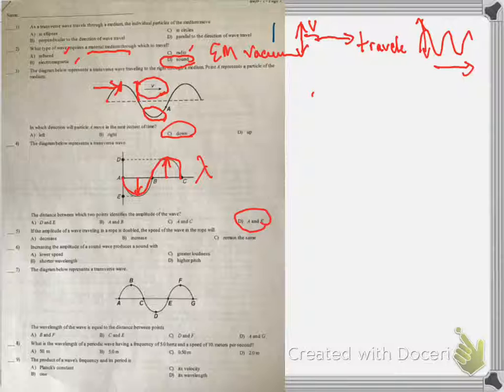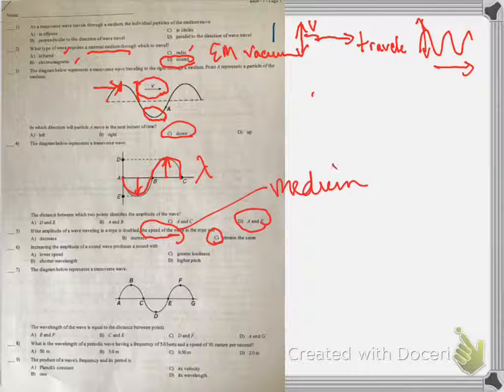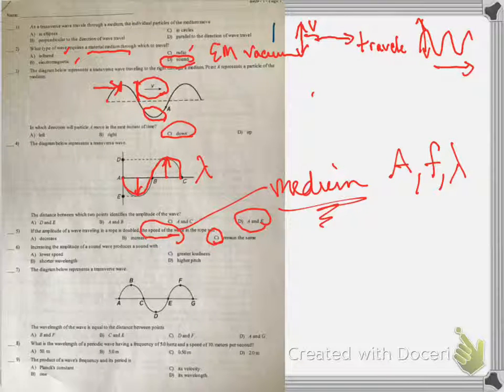If the amplitude of a wave traveling in a rope is doubled, the speed of the wave in the rope will, nothing happens. Remember, the speed of the wave is controlled by the medium. If there's no change in medium, there's no change in speed. So you can have an amplitude that goes up, you can have a frequency that changes, a wavelength that changes. None of those affect the speed. Only the medium does.